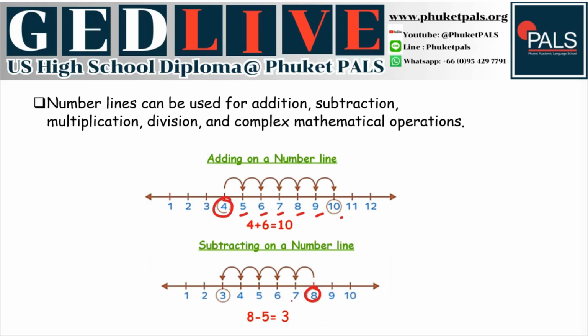You will go 5 digits back. So 1, 2, 3, 4, 5. So the 5th digit is 3. So that is how 8 minus 5 is equal to 3.